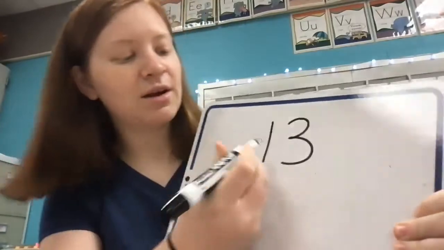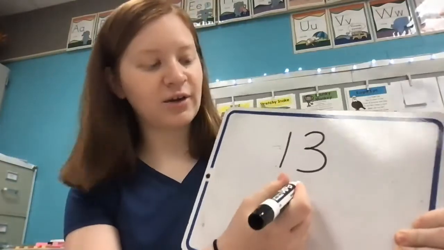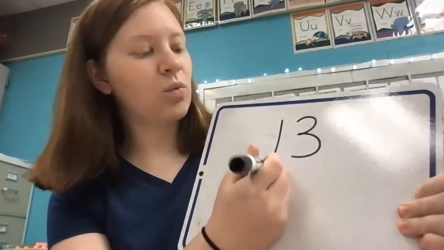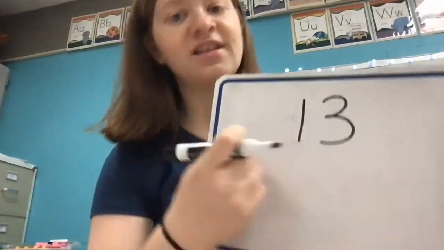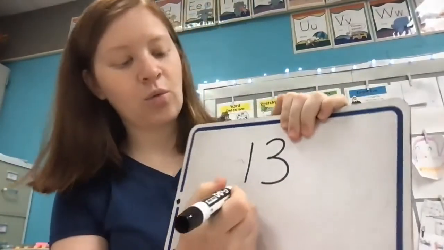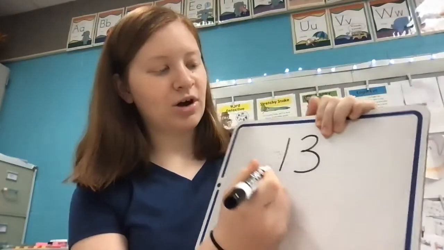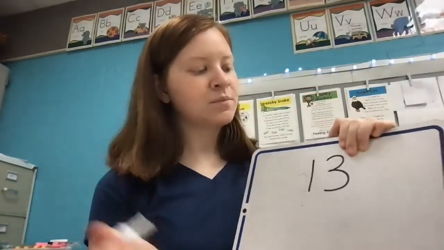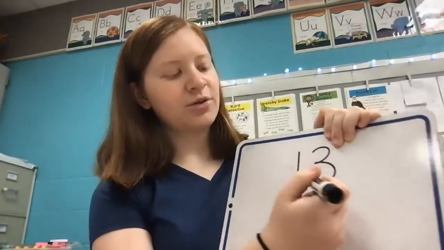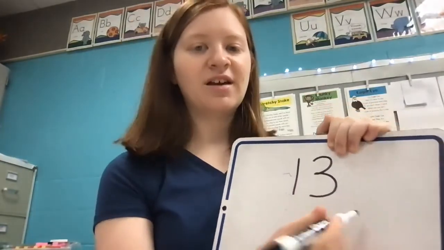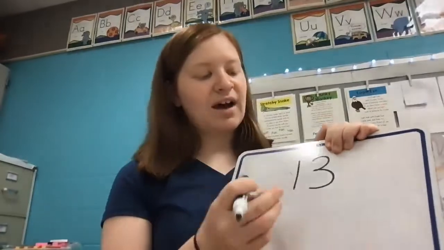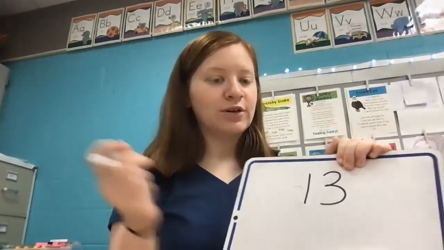In our number 13, we have a 1 in the front and a 3 in the back. Our 1 is in the driver's spot because he is telling us that this stands for one group of 10. Our 1 is in our tens place because we have one group of 10. All right. And our 3 is in our ones place because we're saying we have 3 extra left over.